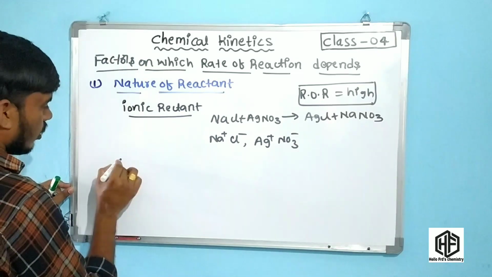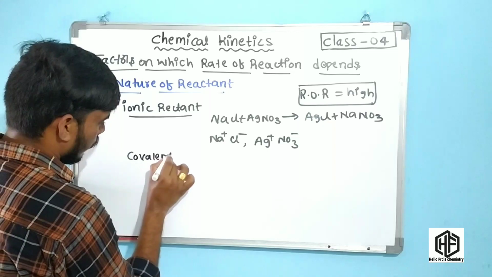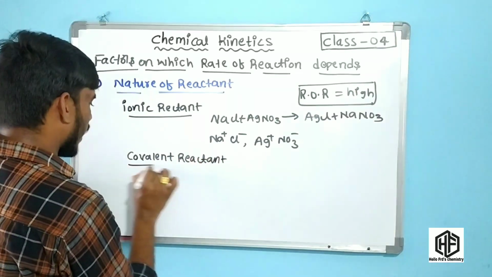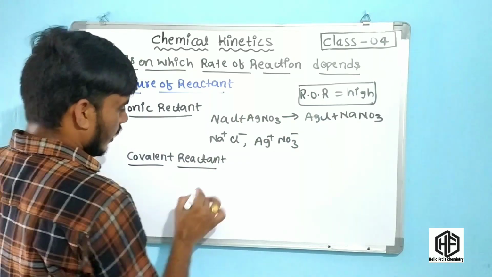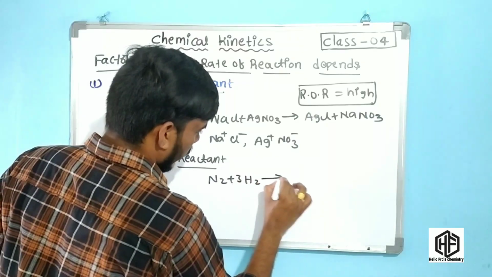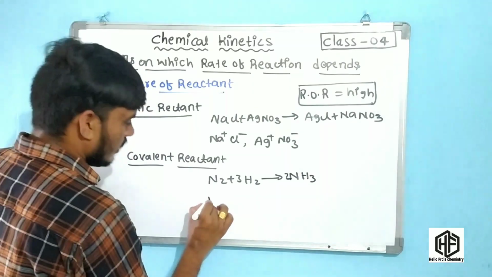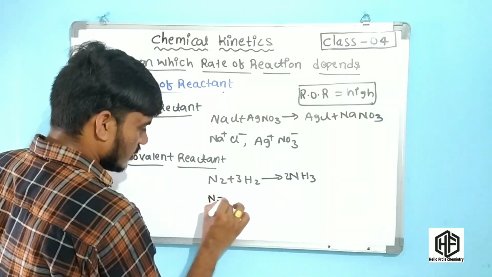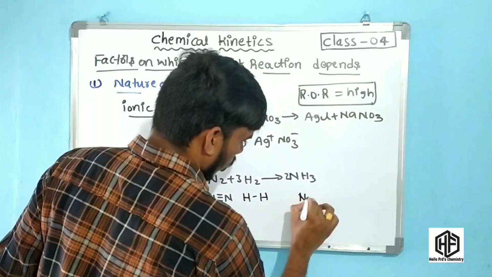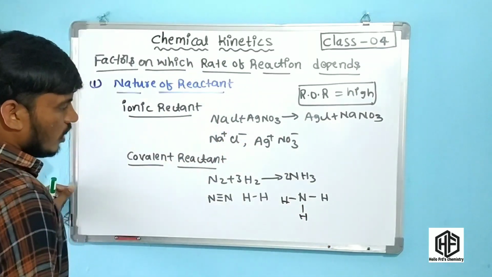And one more point. Now we have covalent reactants. Covalent reactant example is N2 plus 3H2 gives 2 moles of NH3. Here NH3 is formed from covalent reactants, because of N triple bond N and H bond H, and this is the formation of ammonia, NH3.